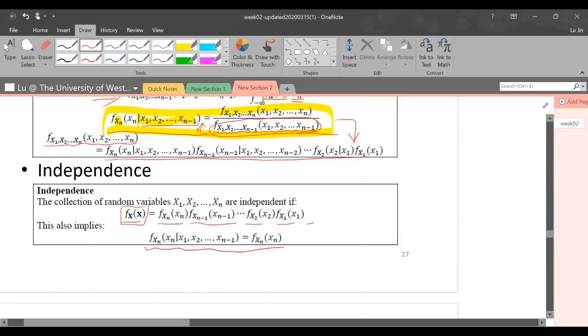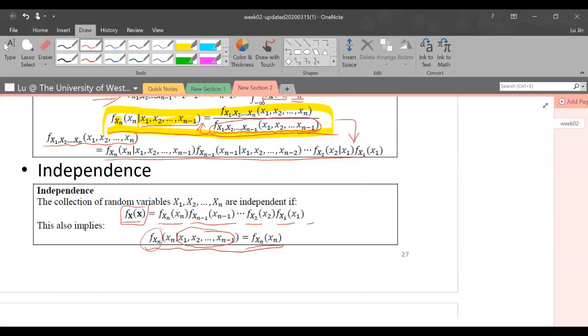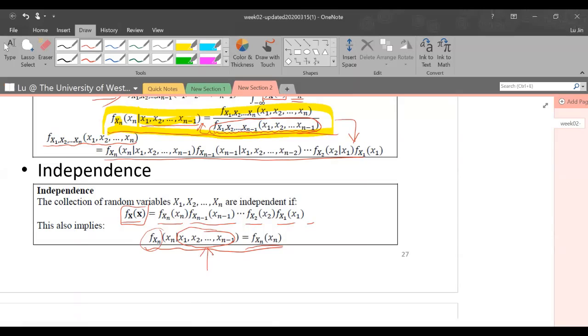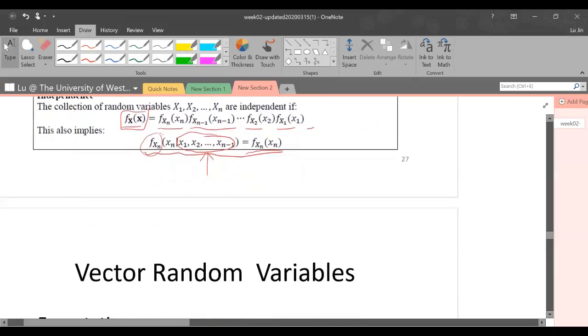The PDF of the xn random variable subject to the condition of x1 to xn minus 1 is equal to the PDF of xn. This is because of the independency between the random variables. This means if x1, x2 until xn minus 1 do not have any relationship with xn, knowing or not knowing the condition will not affect the PDF of xn. Again, we have discussed this for two random variables cases. If you forgot this, please go back and check the discussions.